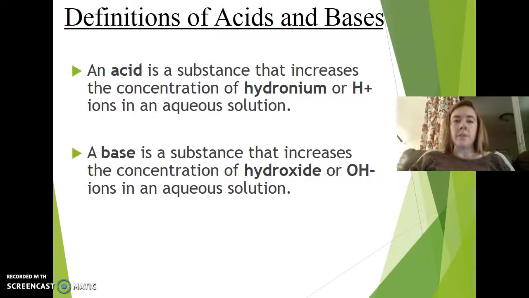So there are several definitions of acids and bases, but this is the only one that you need to know. An acid is a substance that increases the concentration of hydronium or H+. So hydronium is H3O+, or the H+ ion, in an aqueous solution. We learned about aqueous, that means dissolved in water. And a base is a substance that increases the concentration of hydroxide, which is the OH- ion. We will look at how you determine if something is an acid or a base based off of its formula in just a moment.